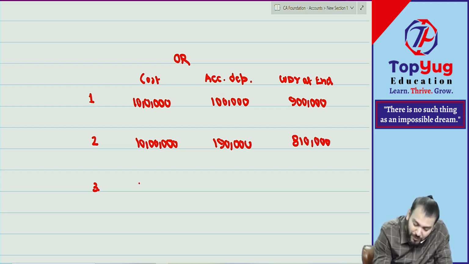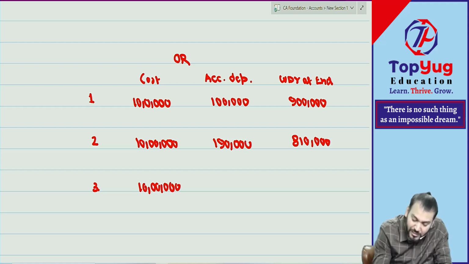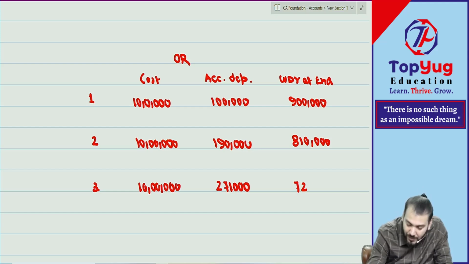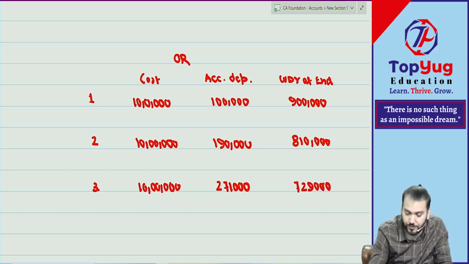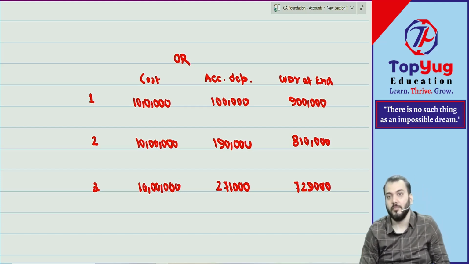Now third year once again cost is what? Now accumulated depreciation till date is how much? 2 lakh 71,000 is equal to what? 7 lakh 29,000. Have you understood this point?